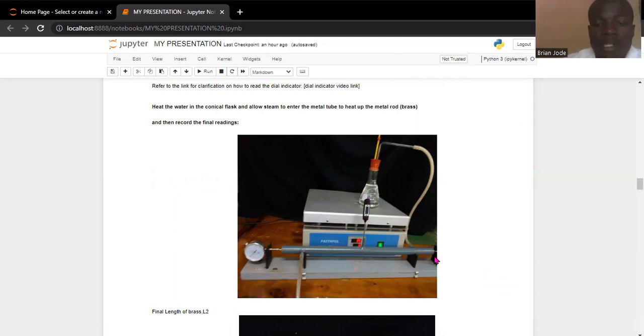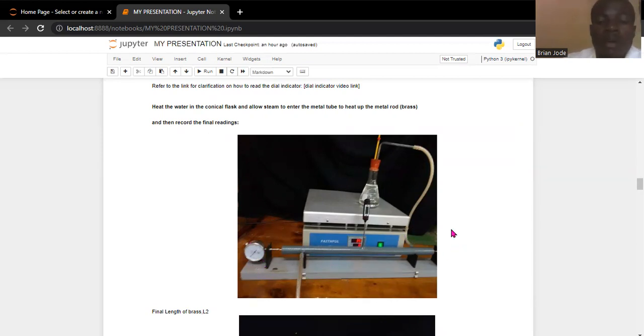We have our apparatus set here. This is water in the conical flask being heated. Then this is the pipe that will let steam into the metal tube, and this is the one that will let out the condensed steam. And when the heating process is underway, we'll see that the metal rod inside will expand, and we'll see the reaction in the dial gauge.